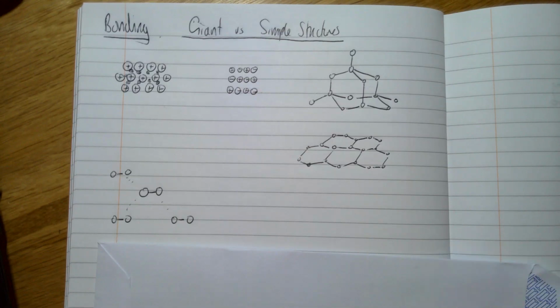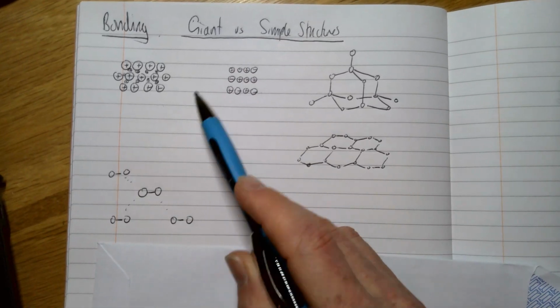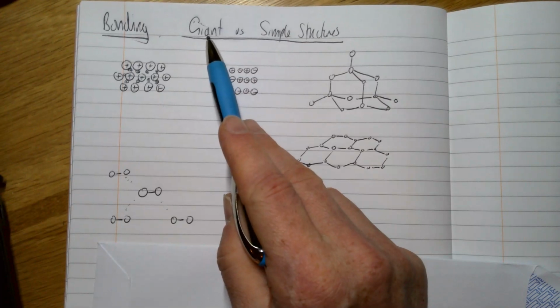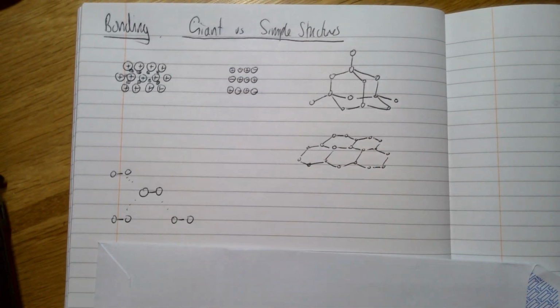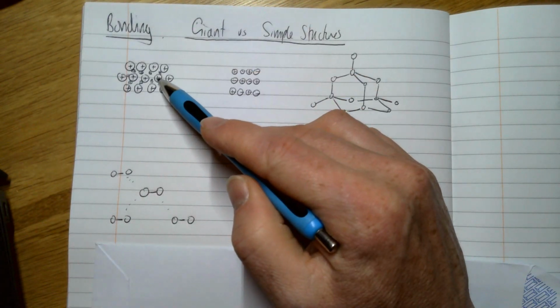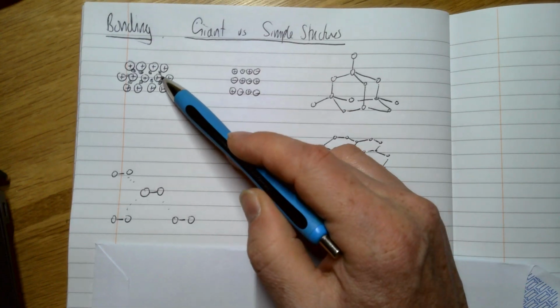So first of all, we can just clarify what we mean by simple and giant. A giant structure is one where we've got lots and lots of atoms or ions held together. Bonding is just this idea of how atoms or ions are held to one another. If it's a giant structure, you've got lots and lots and lots of them, trillions of them in either 2 or 3 dimensions depending on the structure.